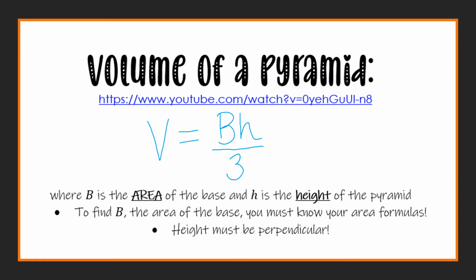B, that capital B, the way that you write your letters is really important. That's a capital B. That means the area of the base. So if your base is a square, you will find the area of the square and then multiply by the height. If your base is a rectangle, you'll find the area of the rectangle and then multiply by the height. And then if your base is a triangle, you'll find the area of the triangle and then multiply by the height. Remember that height must be perpendicular. So that's really important that you're using the perpendicular height. You're not using something like the slant height in the previous slide.